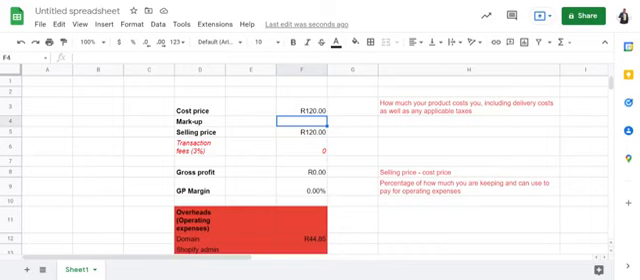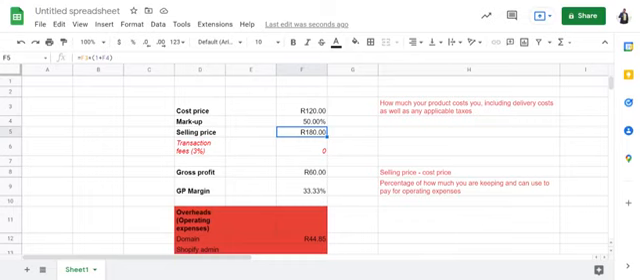Né? Okay, then now we look at your markup. So let's say you want to mark it up by 50%. So 50% is 0.5. Let's just change it to a percentage. So let's say you want to mark it up by 50%. Eh? So what happens is now your selling price is your cost price times 1 plus your markup. Then it gives you 180 rand. So now your selling price is going to be 180 rand.